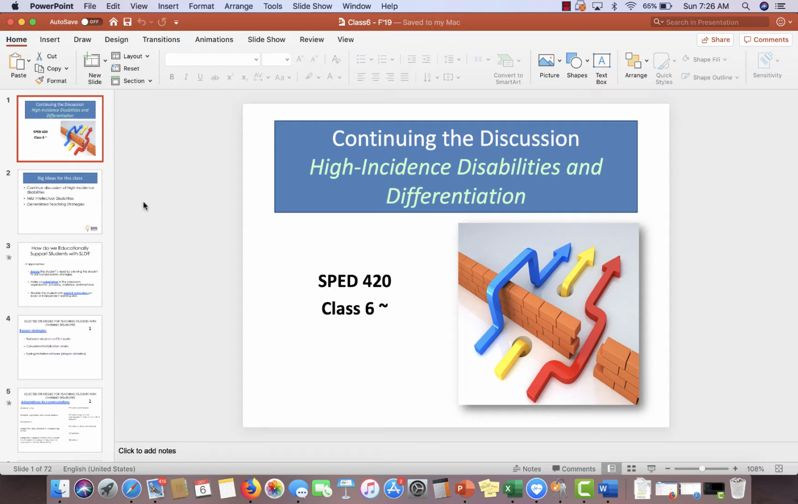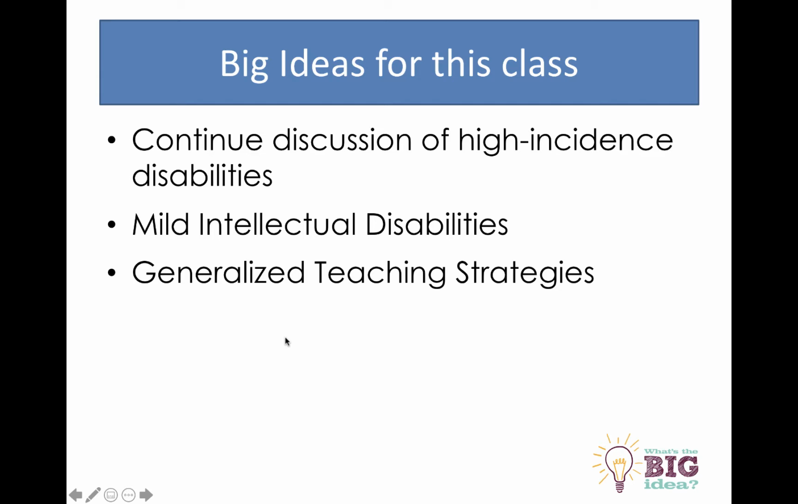I'm recovering. And with that stated, today we are going to focus on high incidence disabilities. We're going to continue our discussion of that, and then we will be touching upon differentiation a bit. We're also going to discuss what a mild intellectual disability is, what it looks like, how it manifests in the classroom, and then discuss some common characteristics of students with intellectual disabilities, and then go over some generalized teaching strategies that can support almost any student.